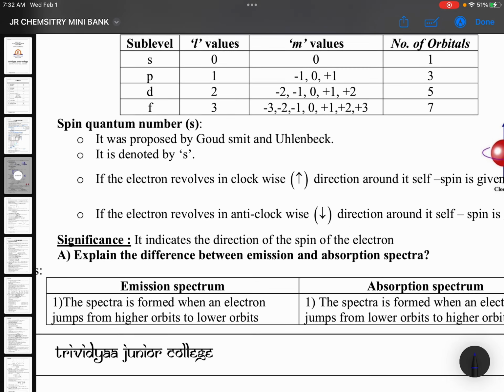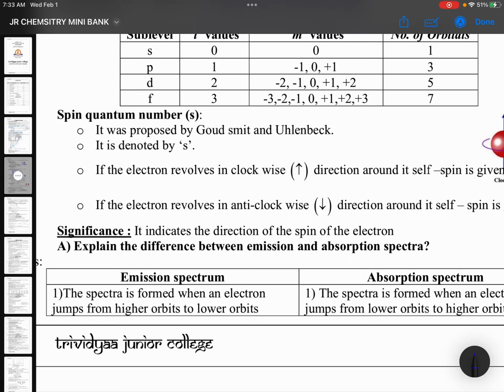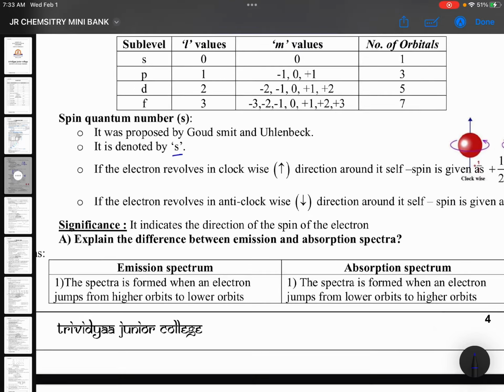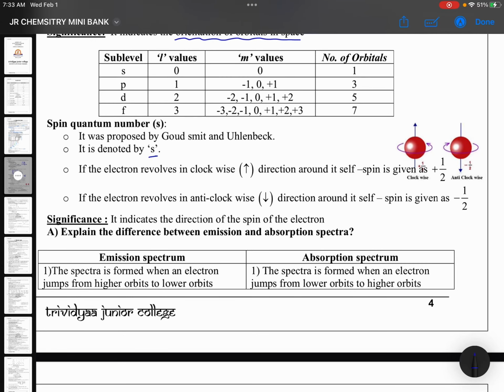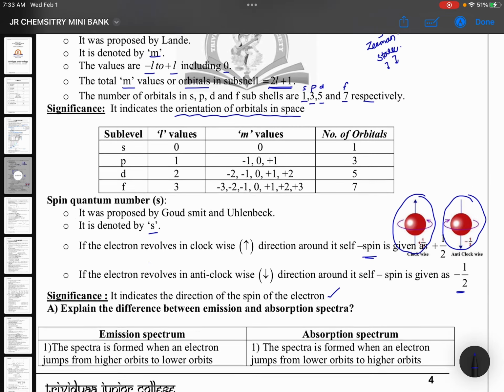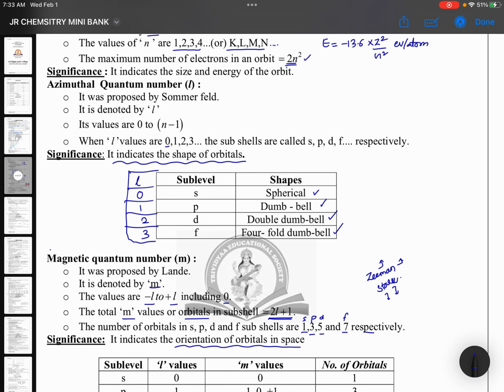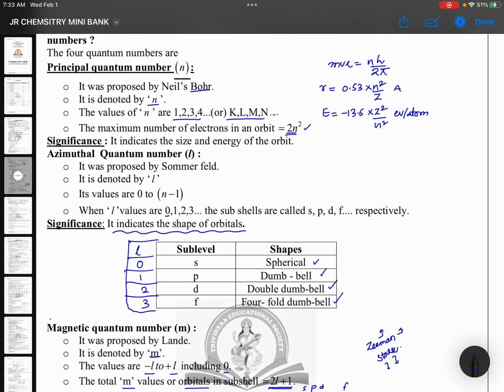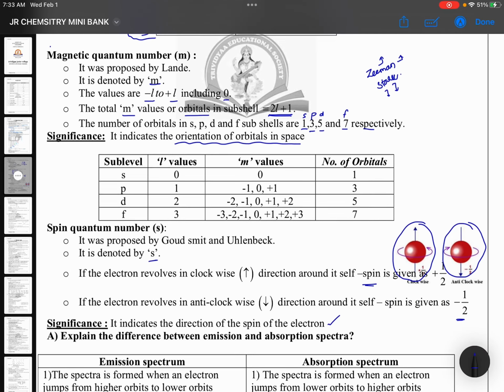Then the spin quantum number. It was proposed by Goudsmit and Uhlenbeck, denoted by small s. If the electron revolves in a clockwise direction around itself, spin is given as plus half. If the electron revolves in an anti-clockwise direction around itself, spin is given as minus half. These diagrams are not required, just to understand. It indicates the direction of the spin of the electron. Fine. The spin quantum number is actually independent, but the magnetic quantum number depends on the azimuthal quantum number, and the azimuthal quantum number depends on the principal quantum number. 50% chances are there for this question in your board examination.